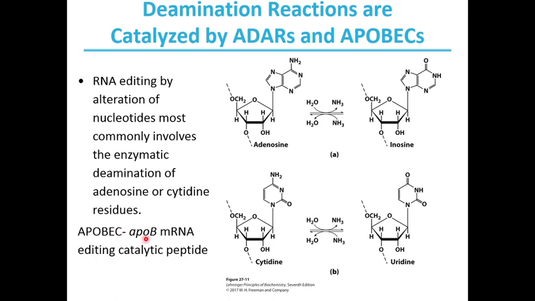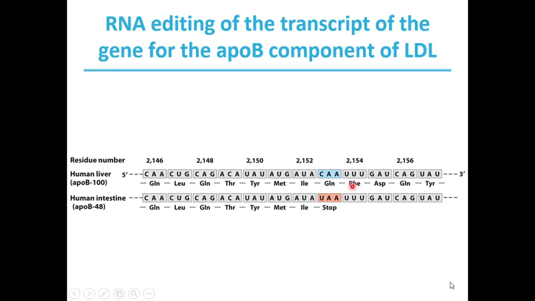APOBECs, on the other hand, have various different classes, and most of the APOBEC enzymes are DNA deaminases. That means that they act on DNA rather than RNA. Only certain APOBECs act on mRNA. An example of mRNA editing by an APOBEC enzyme is shown here.